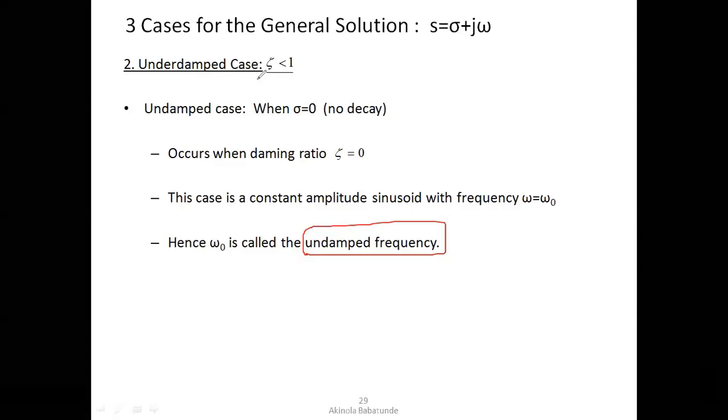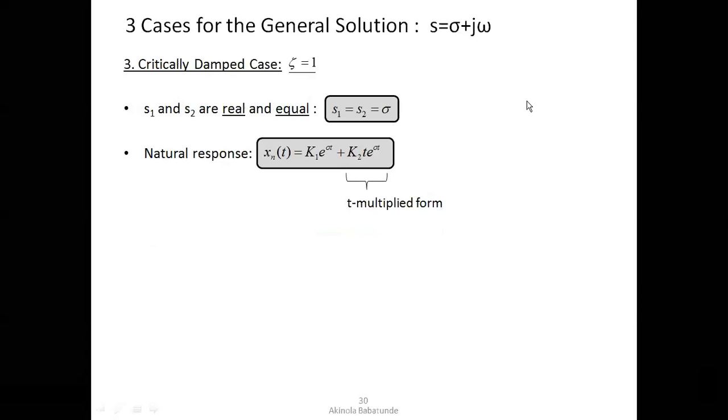Okay. So the third case is the critically damped case, and that is the case where your zeta is equal to 1. When zeta is equal to 1, this simply means that you have real and equal roots when you solve the quadratic equation that you obtained during the natural response. Don't forget, we are still talking about natural response. We have not even started talking about the forced response at all, just the natural response.